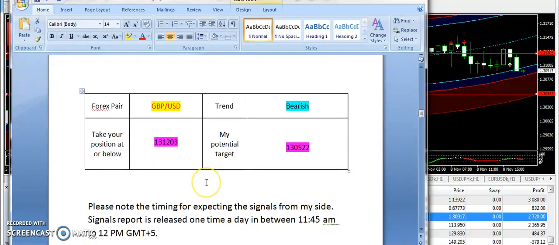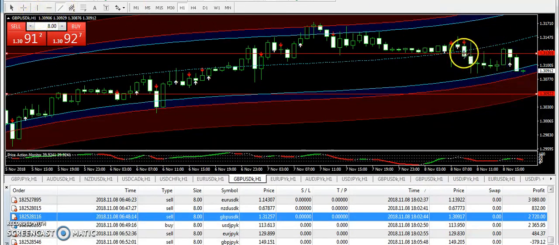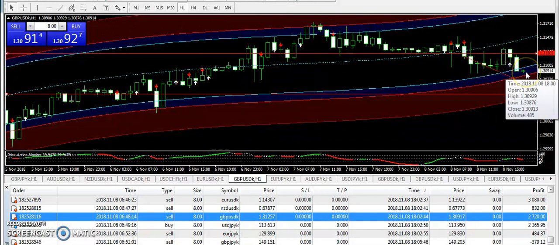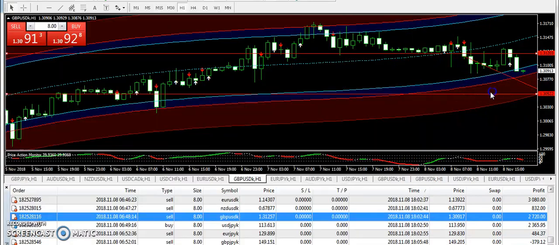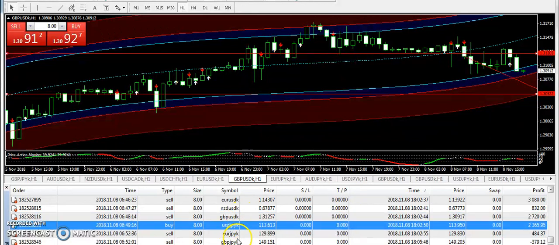Okay. Now let's talk about Great Britain Pound USD. A bearish expectation from 131203 and 130522 is the target price. And guys, you can see that right from the entry we have seen a drop on Great Britain Pound USD, and finally it's down. However, if the bearish trend continues, then the market can go to the 130522. So guys, be careful, because I just want to update you about Great Britain Pound JPY. Okay, I will update later.